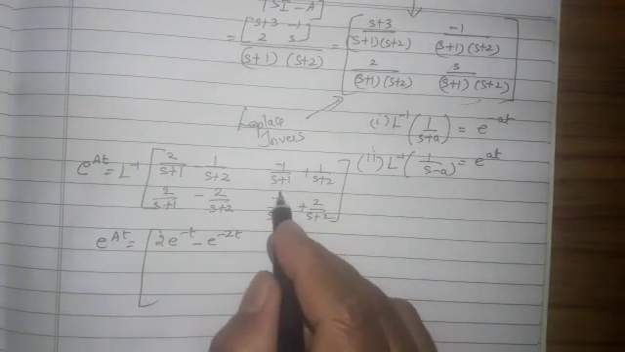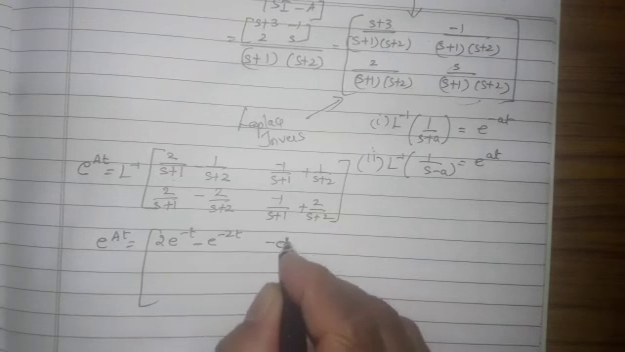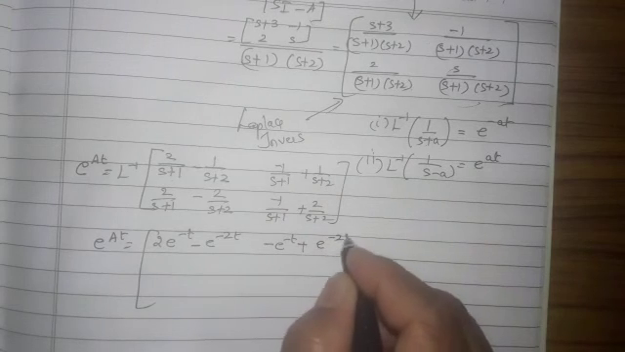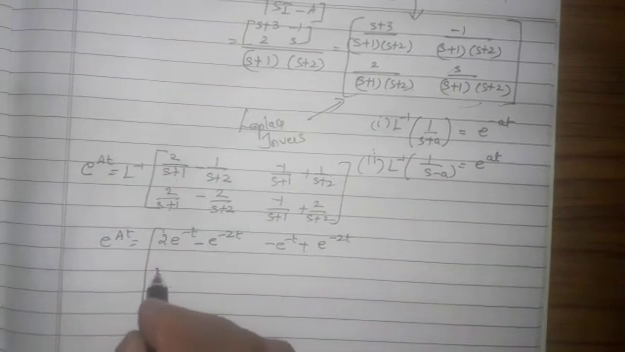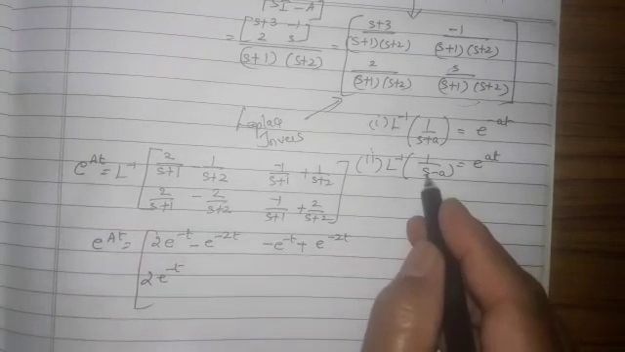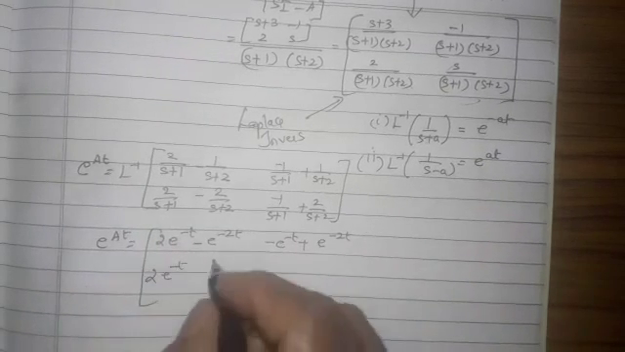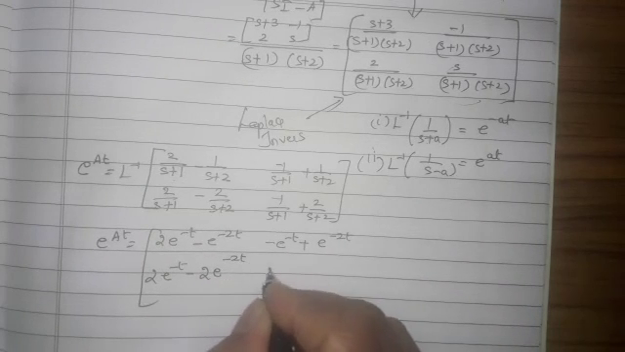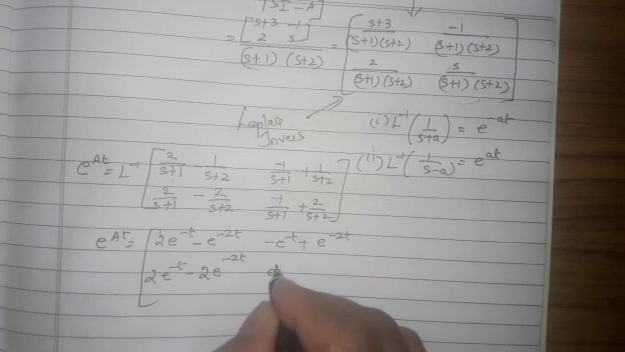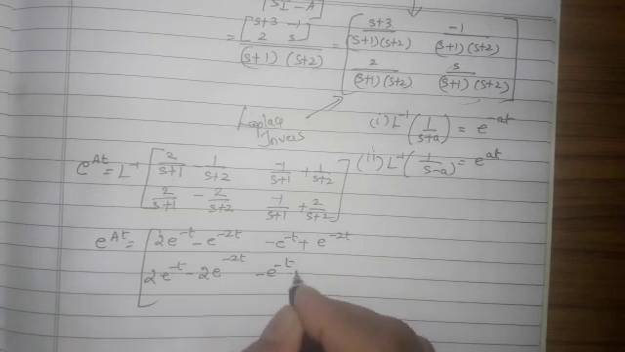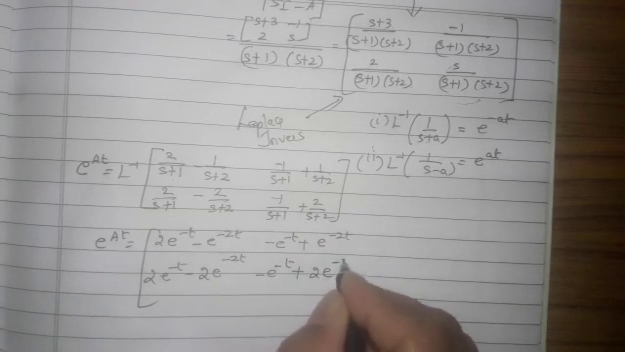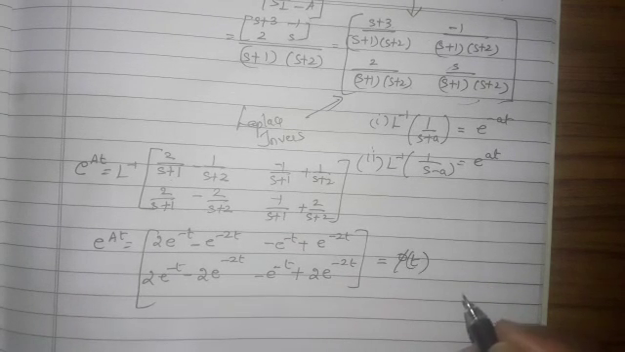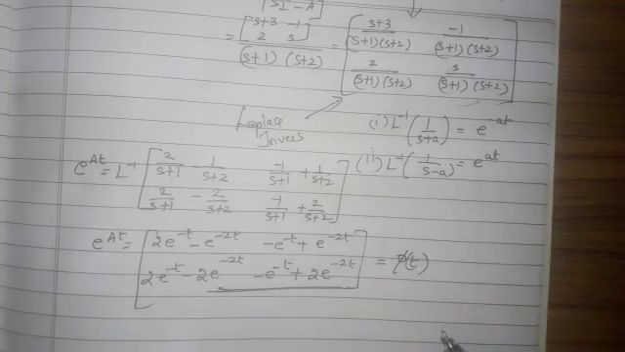Okay. Next, minus 1 by s plus 1, so it will be minus e to the power minus t, and this will be plus 1 by s plus 2 will be e to the power minus 2t. Same way 2 by s plus 1 will be 2 e to the power minus t as per this formula, and this formula minus 2 into e to the power minus 2t. This will be minus e to the power minus t plus 2 e to the power minus 2t. This is nothing but your state transition matrix given by phi of t.